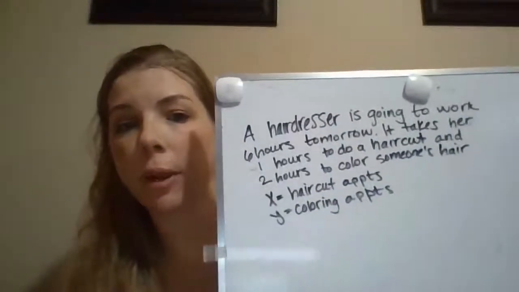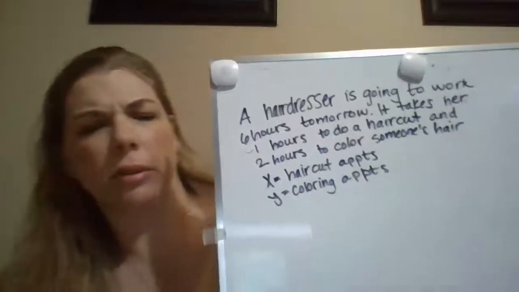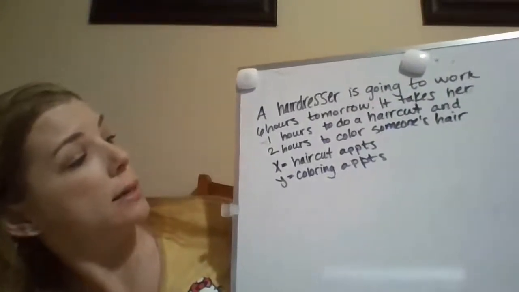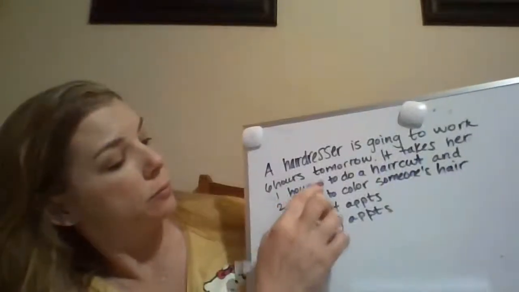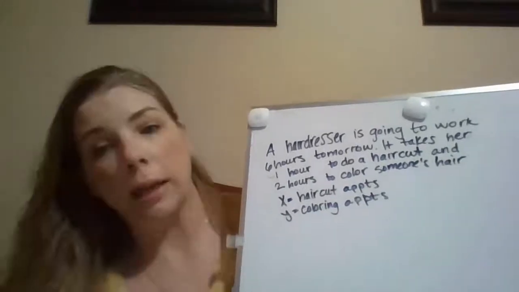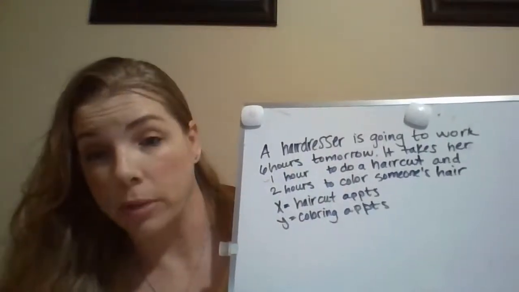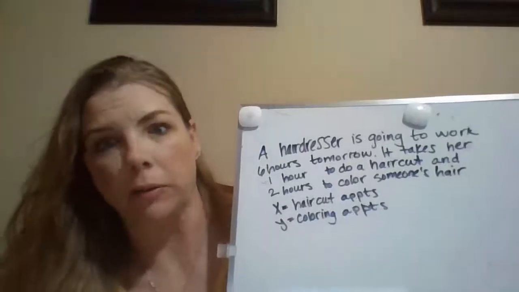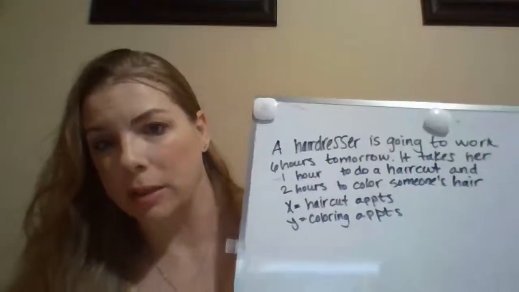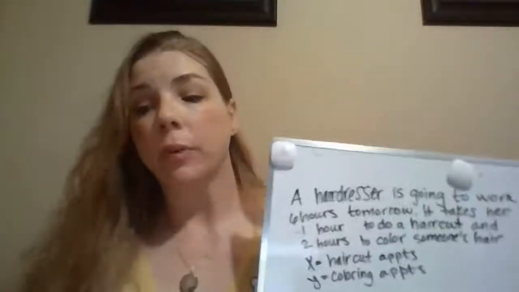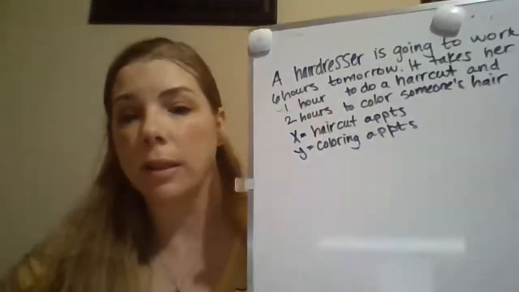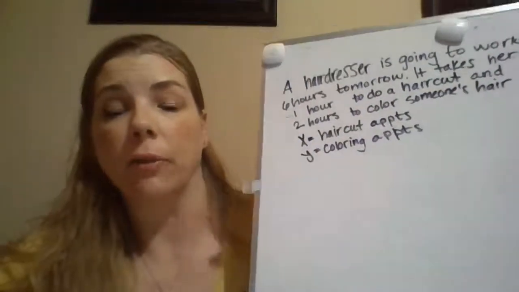Hopefully you guys can read this okay. It says a hairdresser is going to work 6 hours tomorrow. It takes 1 hour to do a haircut and 2 hours to color someone's hair. You want X to represent the number of haircut appointments that they can take, and Y to be the number of coloring appointments. So you need to write an inequality. You don't have to do anything else besides write the inequality that represents this information.